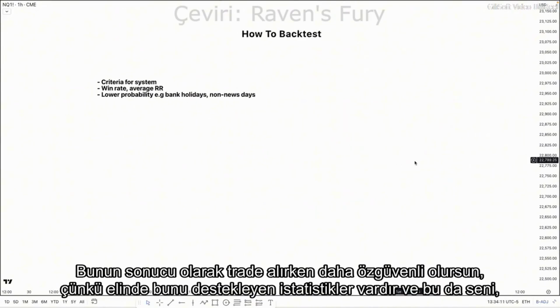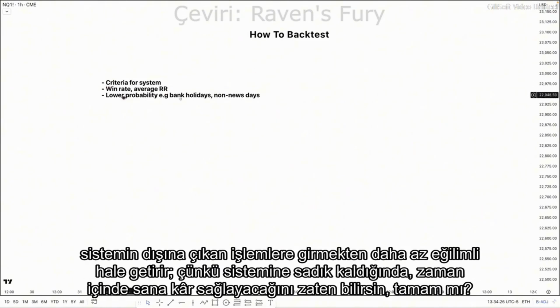So what this will do is you'll be more confident when you're trading because you know that you have the statistics to back it up. And it will make you less likely to enter something outside of your system because you already know that your system, if you stick to it, will give you that profit over a period of time.